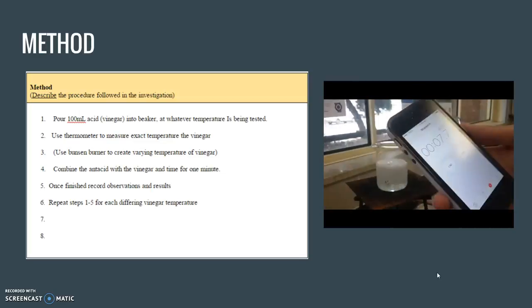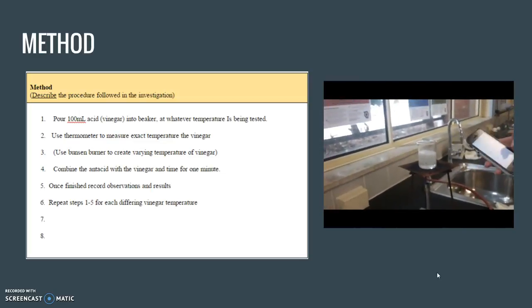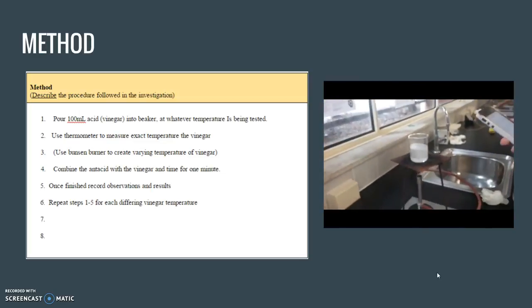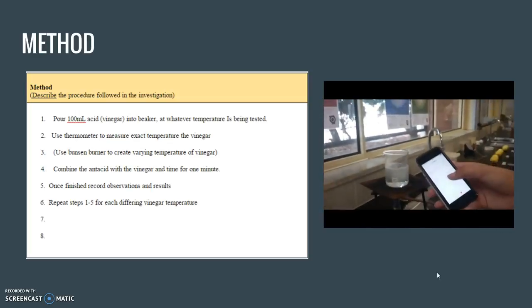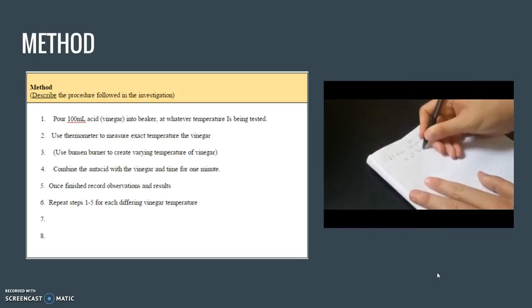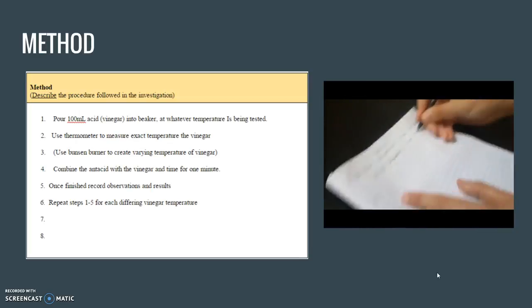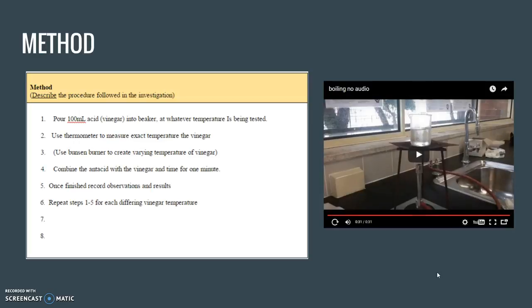Use the Bunsen burner to create varying temperatures of the vinegar. Combine the antacid with the vinegar and time until the reaction is complete. Once finished, record observations and results. Repeat steps 1 to 5 for each differing vinegar temperature.